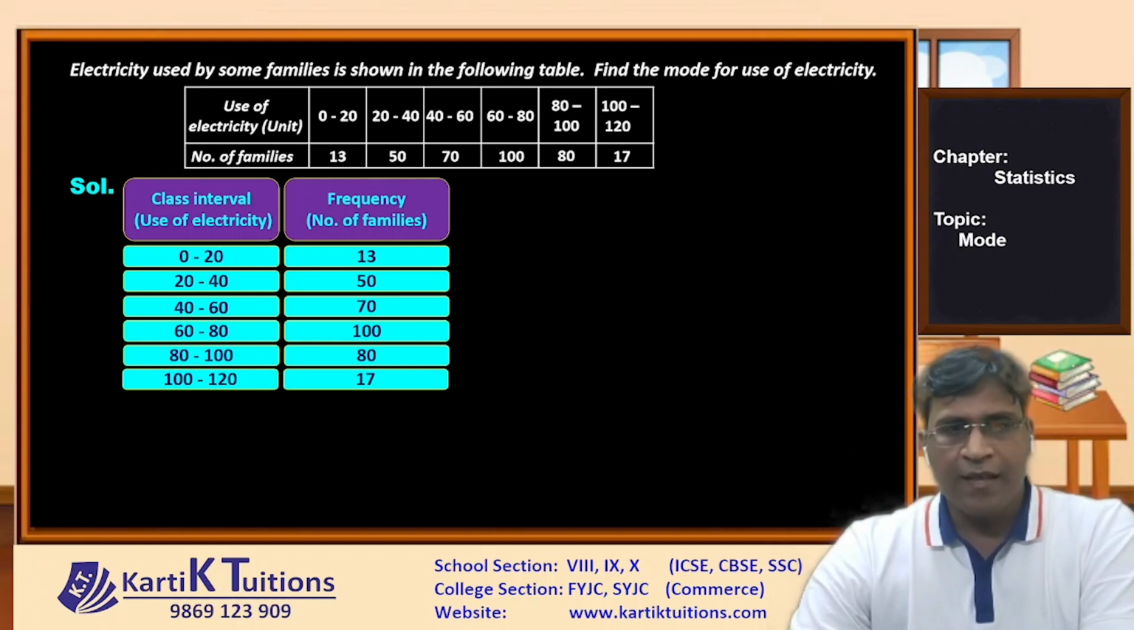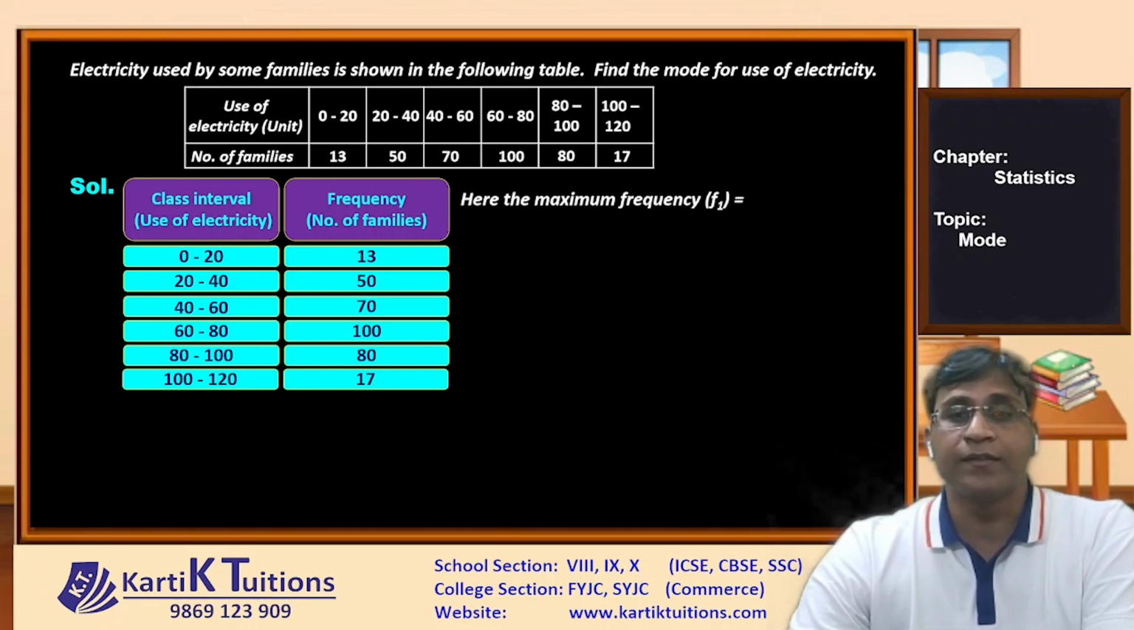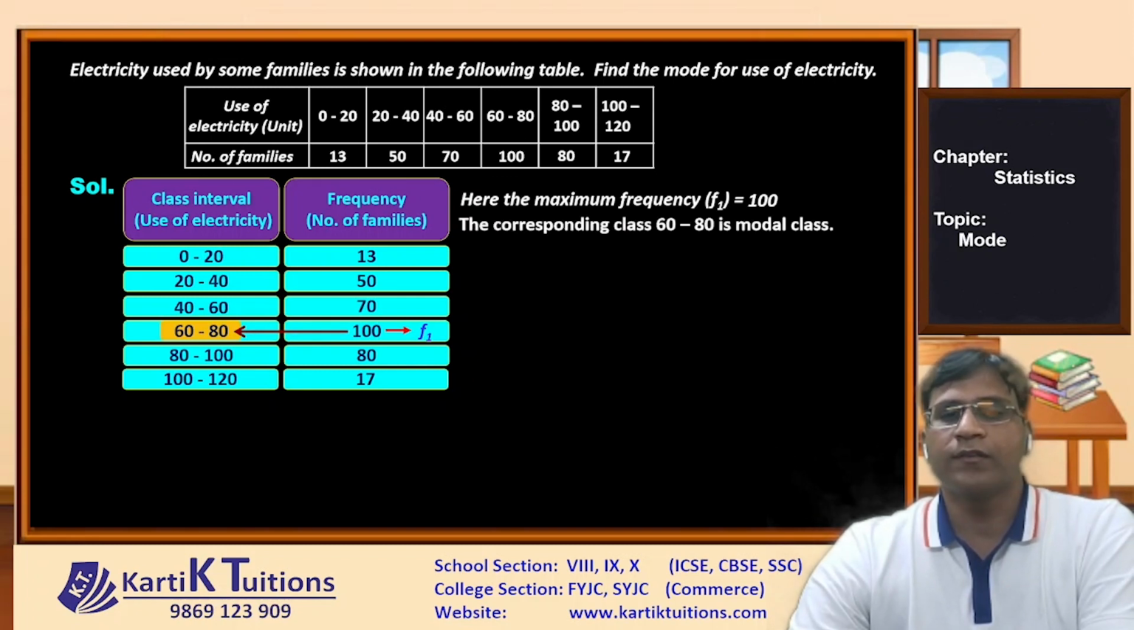Now first, let's check the frequency column. Check what is the highest value in the frequency column. Sir, why is this needed? We need to find the maximum frequency. Here we have 13, 50, 70, 100, 80 and 17. The biggest among them is 100. Since that is the maximum frequency, that is our F1. The class having that frequency becomes the modal class. Which class has that F1 value? It is 60 to 80. So that will become our modal class.